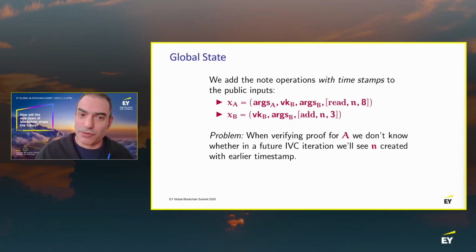So when verifying the proof for A, which now has in its public inputs this read N8, we don't know for sure that in a future iteration of this proving process, we will indeed see a creation of a note N with an earlier timestamp. So we cannot determine, when verifying the proof for A, if this read N8 is valid or not.